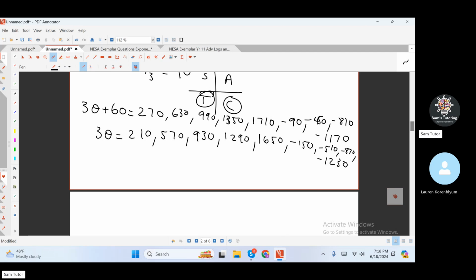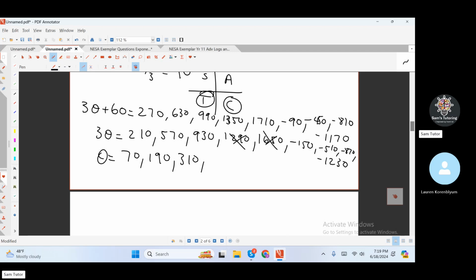What are you going to do in your final answer? Divide everything by 3. 210 divided by 3, 70. 570 divided by 3, 190. 930 divided by 3, 310. 1290 divided by 3, 430, too large. Too large.